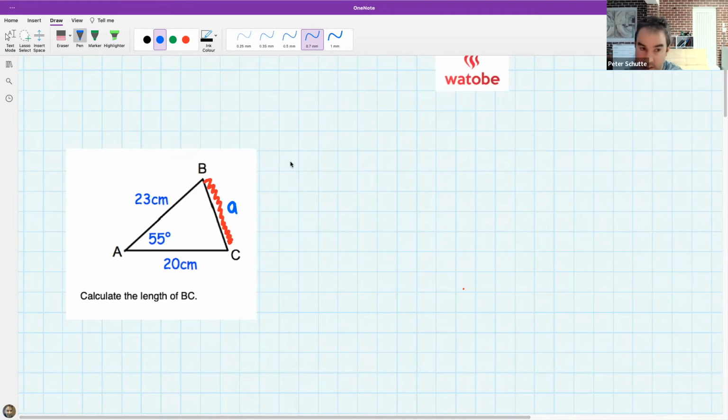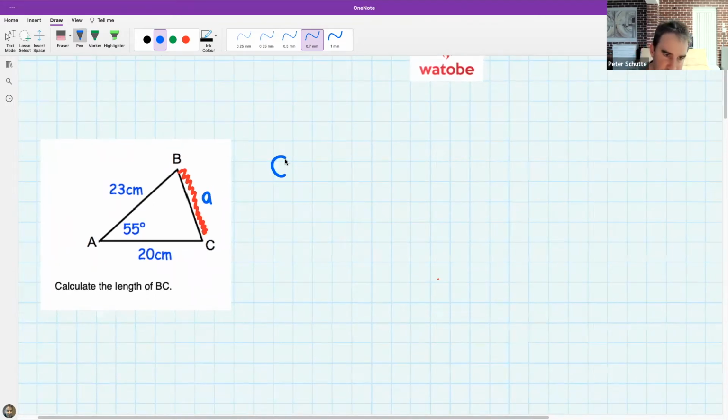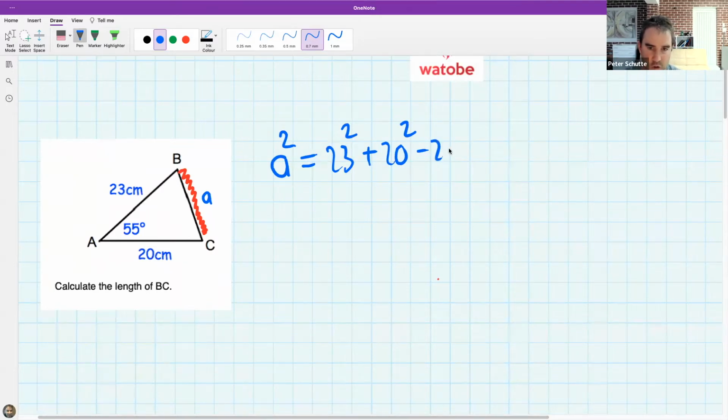It turns out that a squared is equal to 23 squared plus 20 squared minus 2, and I'm going to leave two spaces here, the cos of some particular angle. This first bit looks a lot like Pythagoras. I have a missing side, and then I take the other side squared, and then the other side squared, and add them together.